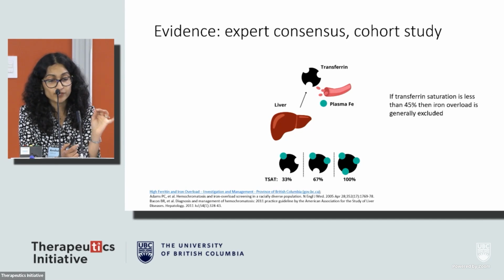Only in patients who have a transferrin saturation greater than 45% would you then consider testing for HFE genotype for hereditary hemochromatosis. If their iron saturation is less than 45%, it's most likely that the hyperferritinemia is from other causes, and you want to be working those up and thinking about those more often.